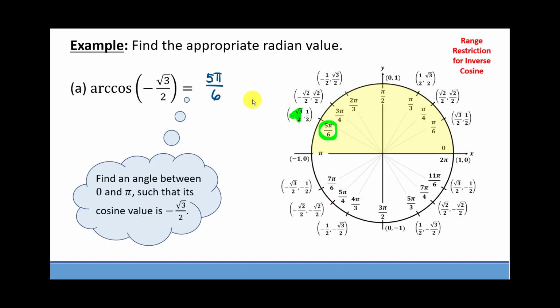So basically there are two things that you always want to keep in mind. First of all, the inverse trigonometric functions produce angle measures. And second, those angle measures have to be within a certain interval. For the inverse cosine function, that interval is between 0 and pi. Let's try another example.